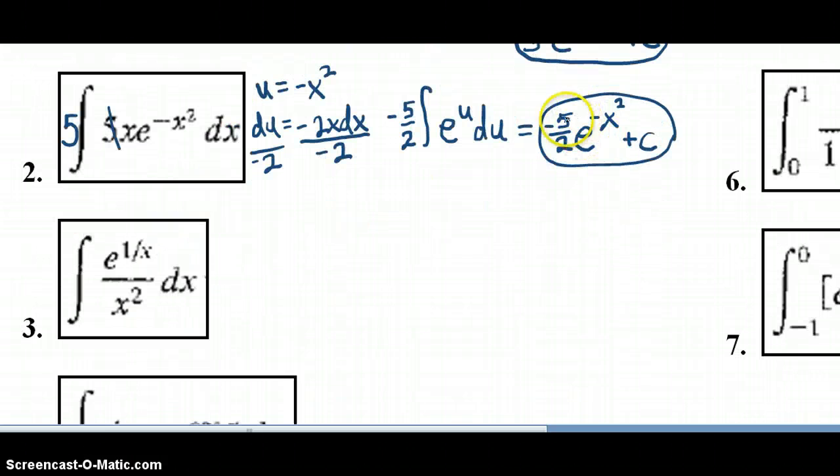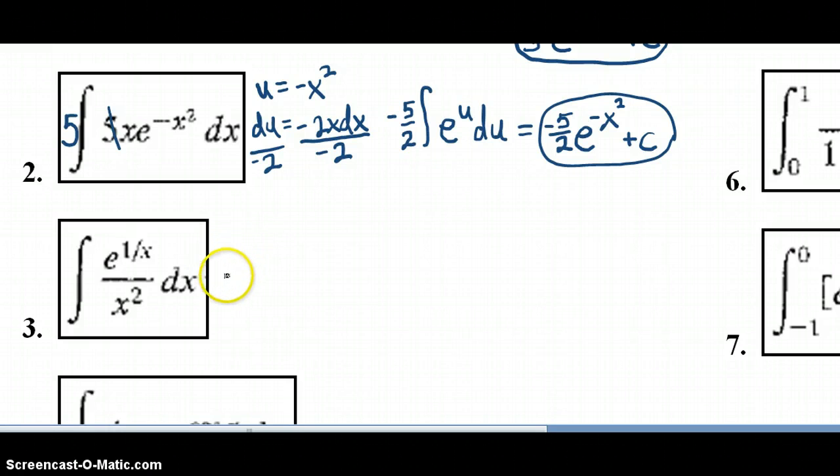However, this could be written a little bit differently, because with this e being raised to the negative power, we could move the e to the x squared down to the denominator and rewrite it. Number 3, the integral of e to the 1 over x all over x squared dx. Again, definitely going to have to do some u-subbing here.